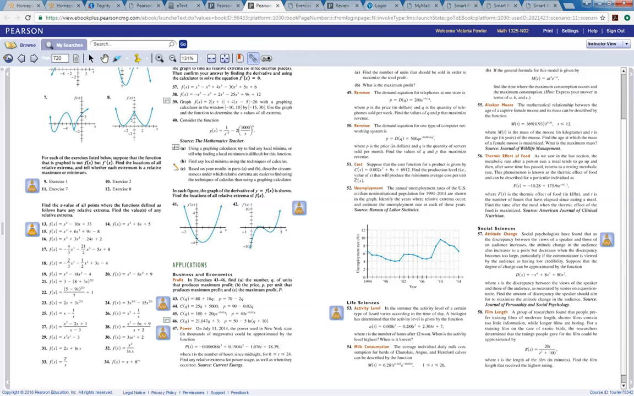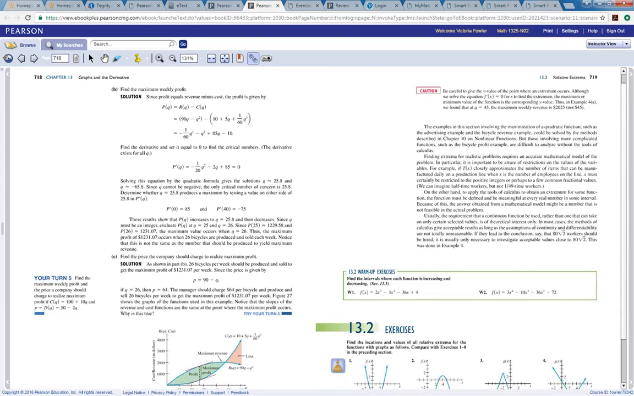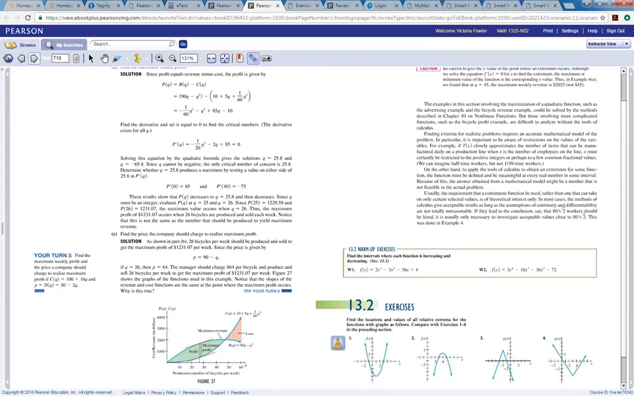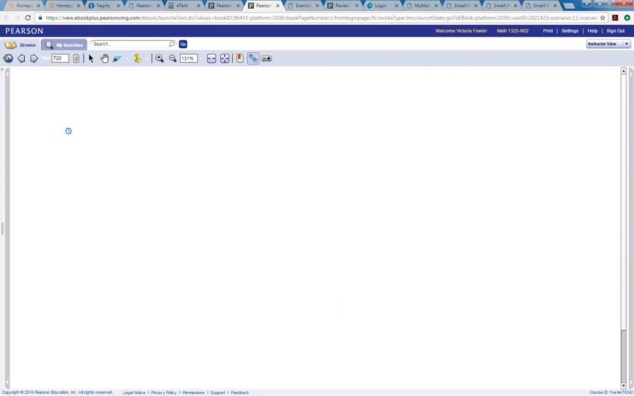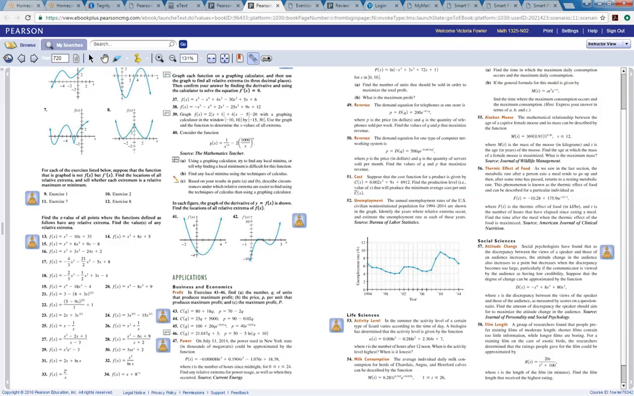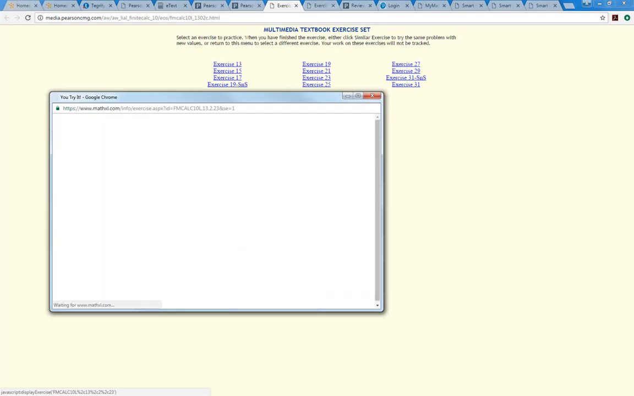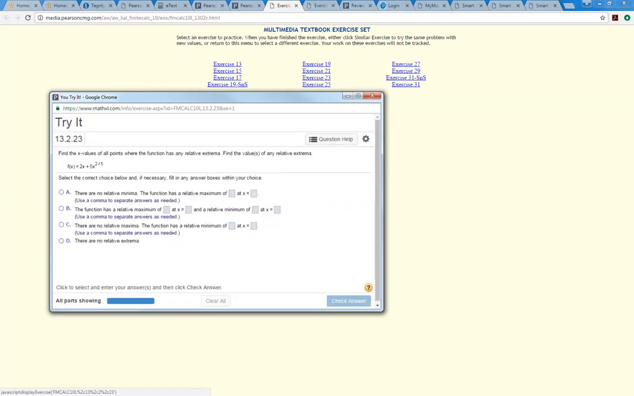I'm going to navigate in my textbook to the page that has the exercises for 13.2. For 13.2, exercise 23, if I scroll down, it appears here. I can click on this little button that looks like a broken pyramid. I open that up, and I can look at my exercise set and get some help. It's not tracked. I click on exercise number 23, it lets me try it, and it shows a similar problem.